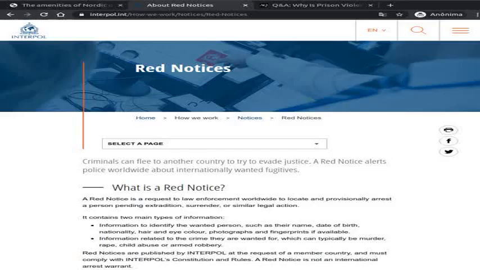Interpol published approximately 34,920 notices and diffusions in 2013. There were 52,880 notices and 70,159 diffusions in circulation at the end of 2013. 7,958 people were arrested on the basis of a notice during 2013.